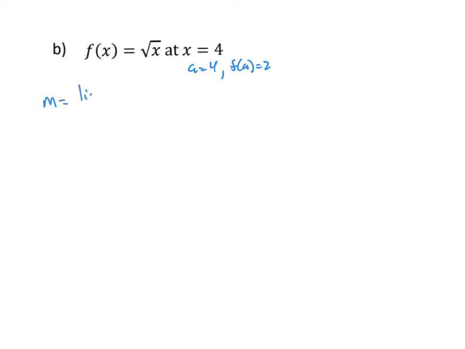m equals the limit as h approaches 0 of the square root of a plus h, so that would be the square root of 4 plus h, minus the square root of 4, which is 2, over h. And right now when you plug in 0, you get an indeterminate form. And then we're going to remember that we have a strategy for solving these things. We're going to multiply by the conjugate. So I'm just going to multiply by the square root of 4 plus h, plus 2 on top and bottom.